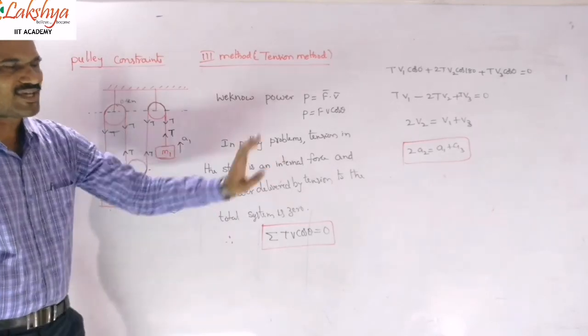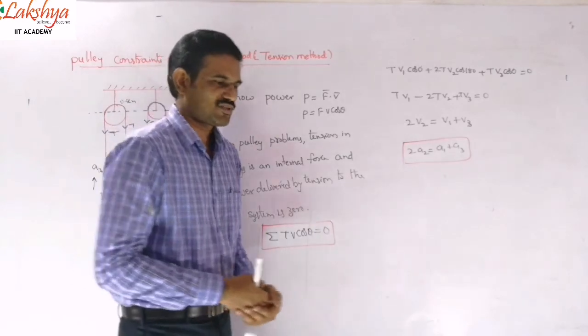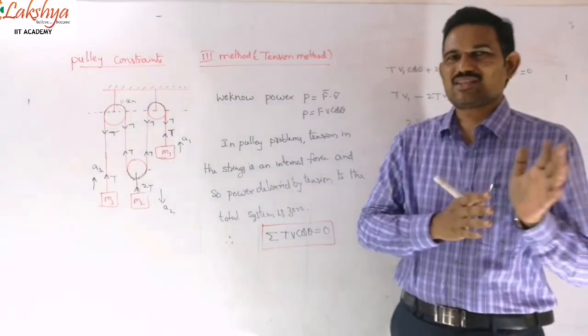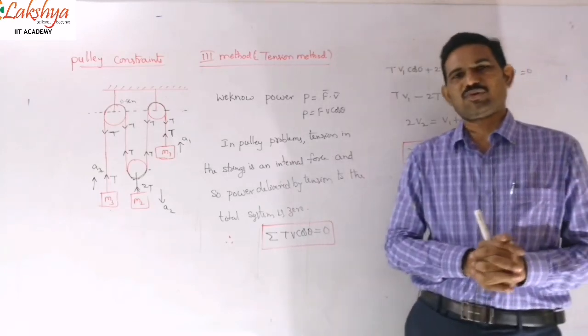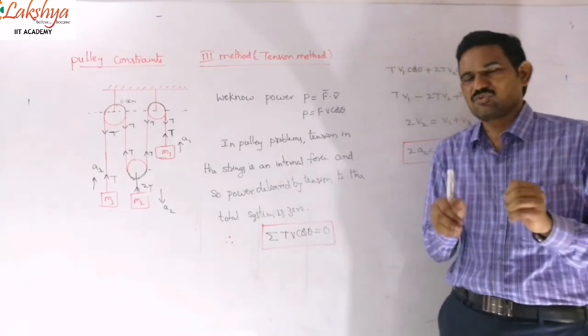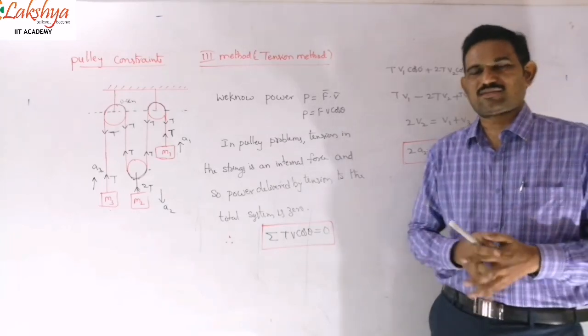Now this is a scalar relation. Then you can write the force equations and solve them. So those are the three different methods to write the constraint equations for pulley problems. I just introduced those three methods, and I will explain some problems based on this in our next class. Thank you.